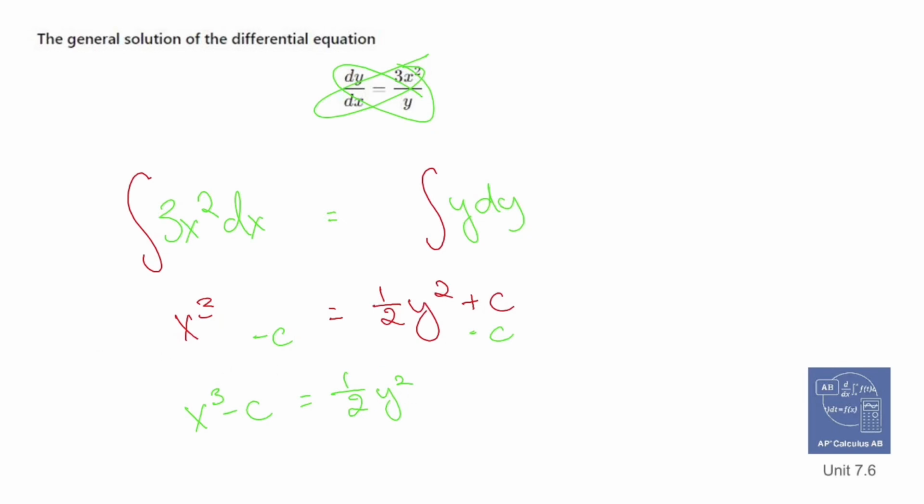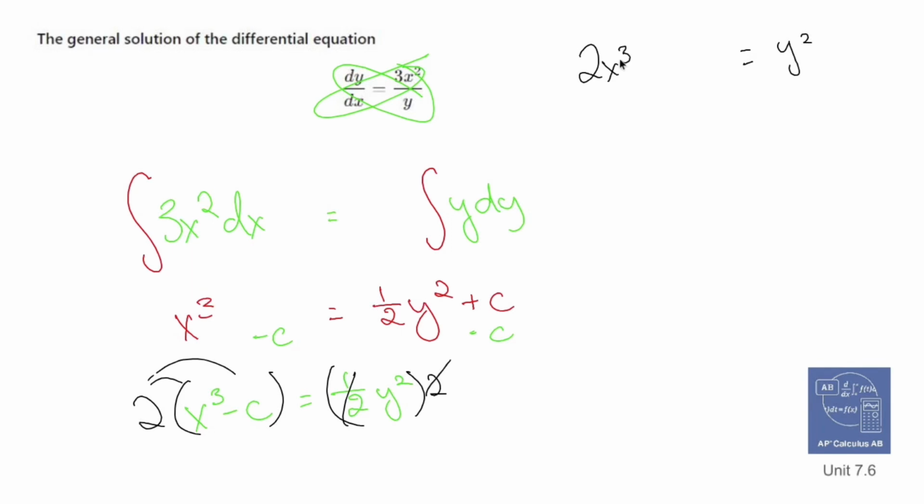Okay, to solve for y, we need to multiply both sides by 2. The right side just becomes y squared, easy peasy. If I multiply 2 to x cubed, 2x cubed, we know that. 2 times negative c changes nothing. In fact, I'm going to keep it as positive c because it's just some arbitrary constant anyway. It doesn't really matter what it ends up being.